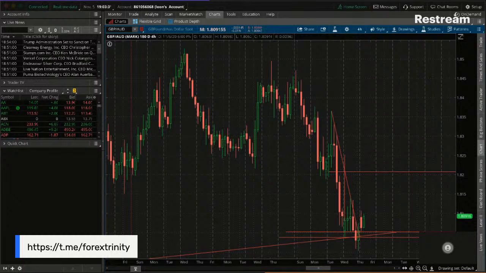And now just looking at the pound odd, it's a pretty good pair.